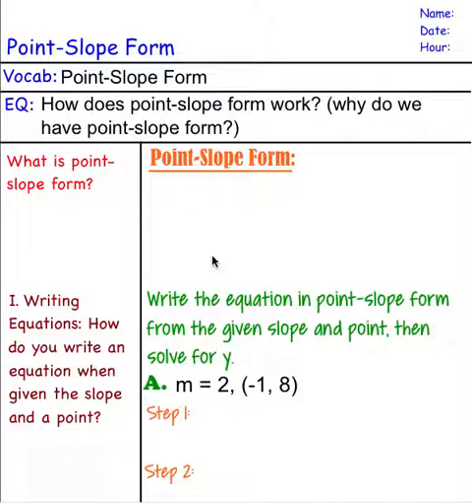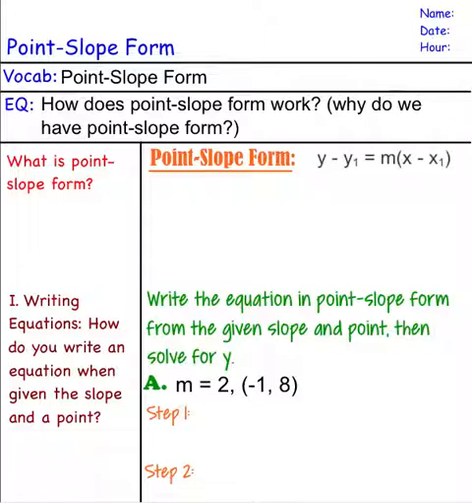Today we're going to take a look at point slope form. And our main question for today is, how does point slope form work? In other words, why do we have point slope form, being that we already have slope intercept form? Before we can really get started with that though, we need to identify what point slope form is.